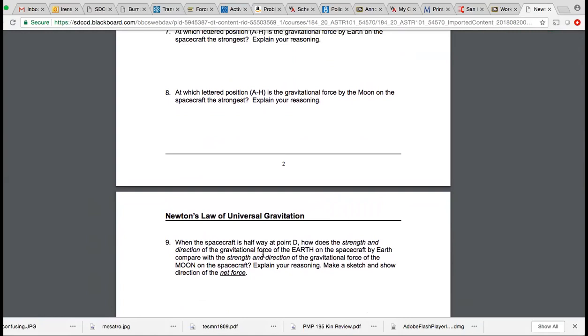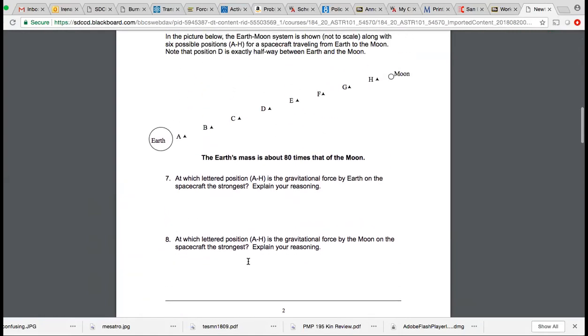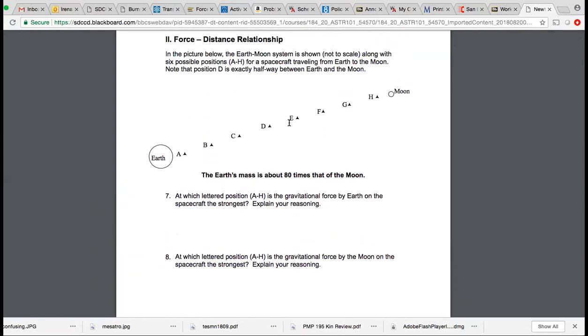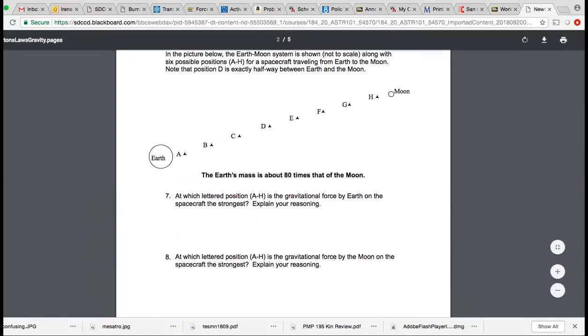Oh, actually, in this number 9, it tells you to make a sketch and show the direction of the net force. And so I can do that, we can talk and then I can do that. So for example, if this is the midpoint that we are exploring. You just told me the Earth will pull 80 times more. So let's say this is the pull of the Earth. The Earth pulls the probe towards itself, and the Moon pulls with something like this, 80 times less, right? Yes. And so the net force is what now?